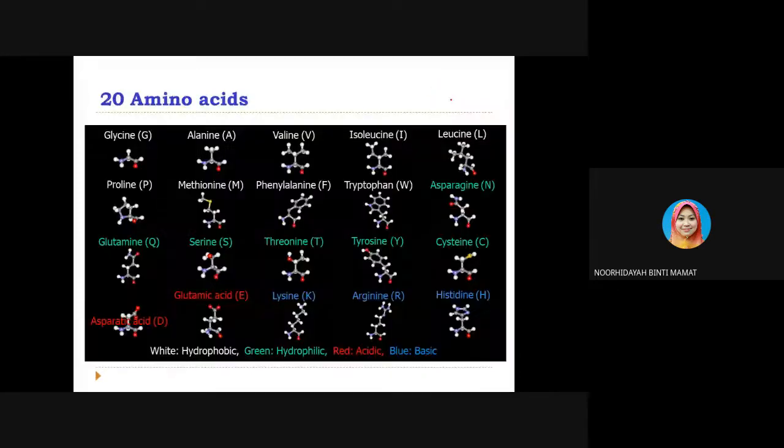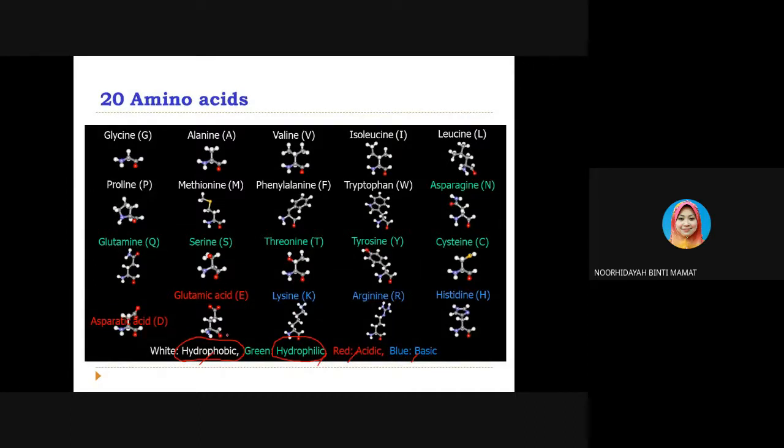Okay, so just now we categorized the amino acids into essential, which is 9 amino acids, and also dispensable or non-essential, which is 11. So these are the 20 amino acids, but categorized into hydrophobic, hydrophilic, acidic, and basic. In our last lecture, we talked about the hydrophobic, which is the elements that fear the water. The hydrophilic blends with the water, and we also have acidic and blue. The blue one indicates the basic amino acids.